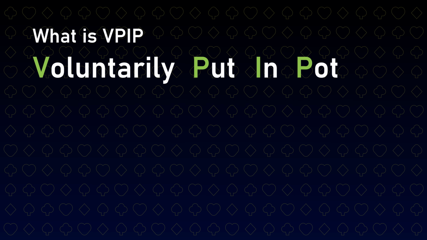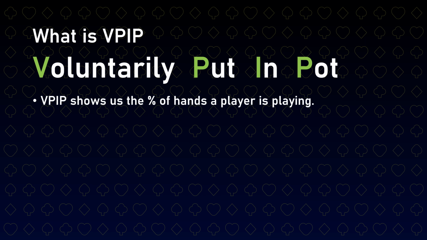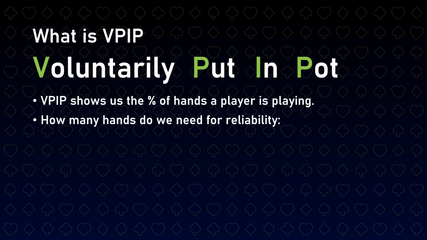So, what does VPIP tell us and what do the numbers mean? Well, as VPIP is a measure of how frequently a player is in a hand, it can tell us how wide or narrow their range may be. Before we jump into what we are looking at with the numbers, we need to discuss our sample size.